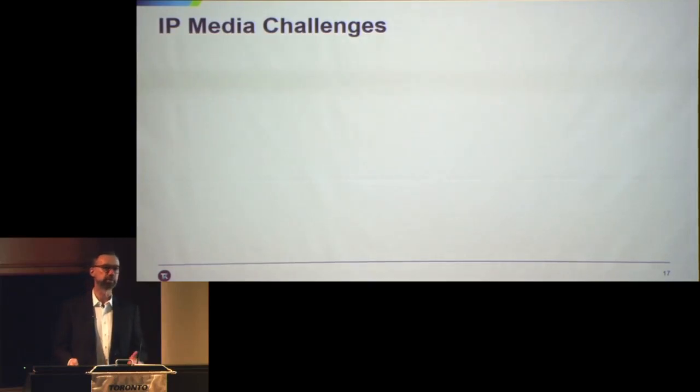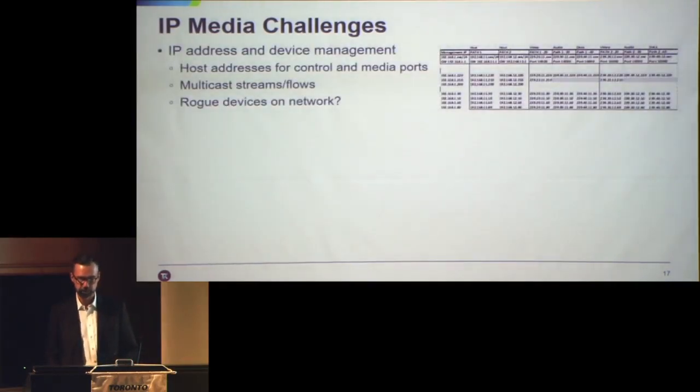What are the media challenges, the IP media challenges? The worst one for me, I think, is IP address management. Every port, every link, every device has a host address, maybe both for the media ports and for a control port that's out of band. You've got multicast streams for each one of those essences. You've got multicast port. It's management by spreadsheet, or death by spreadsheet, I say. What if you get a rogue device? Somebody didn't configure it properly, or, as I do, often type it wrong when I'm entering information. Suddenly it shows up live on your network, and it's in conflict with another address already there.